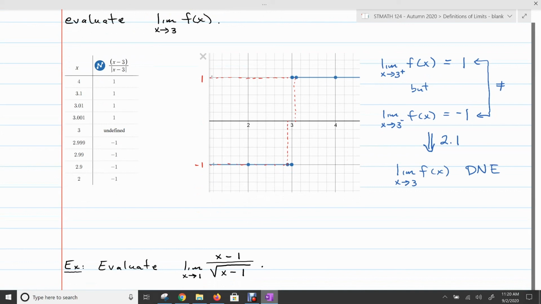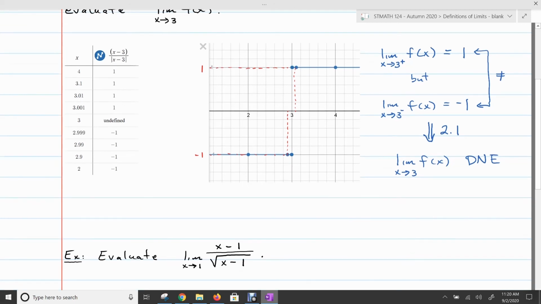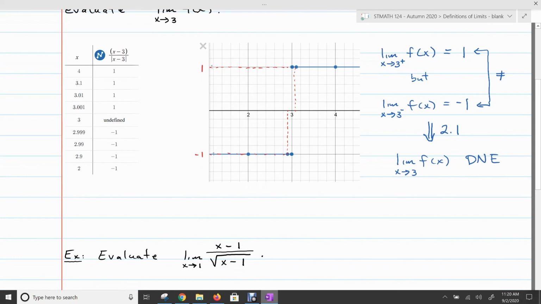Even though its one-sided limits do exist, they're not equal. So if the one-sided limits, even if they exist, are not equal, then the two-sided limit does not exist.